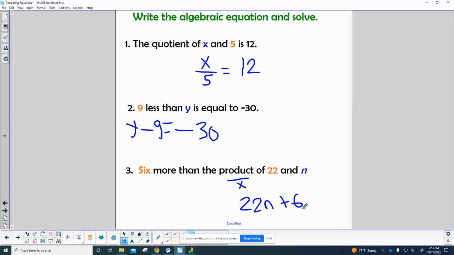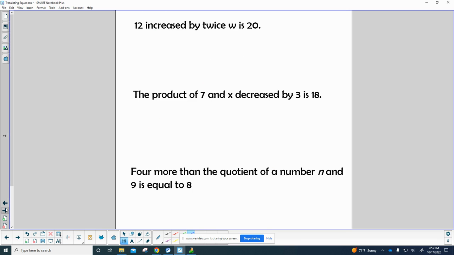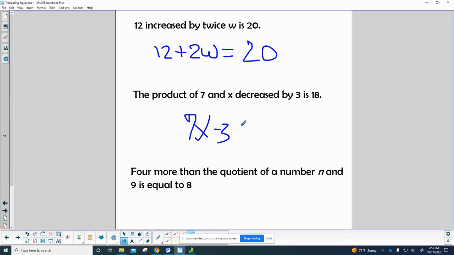Okay, so there's a few samples. What else could we be looking at? Well, there's a couple more examples. 12 increased by twice w is 20. So 12 increased by twice w is 20. Okay, the product of 7 and x decreased by 3 is 18.